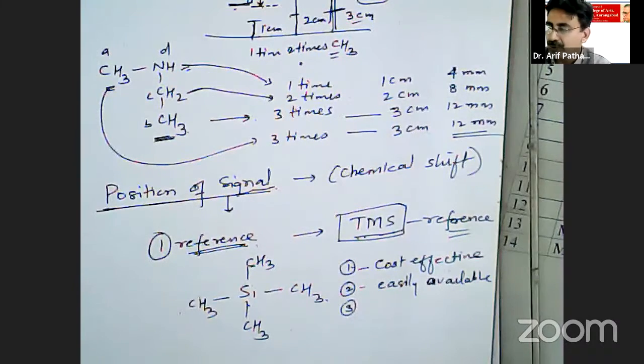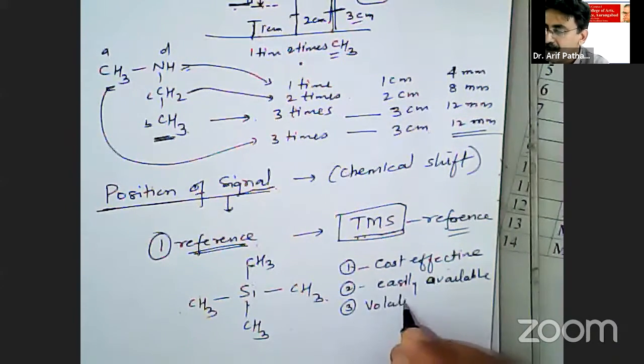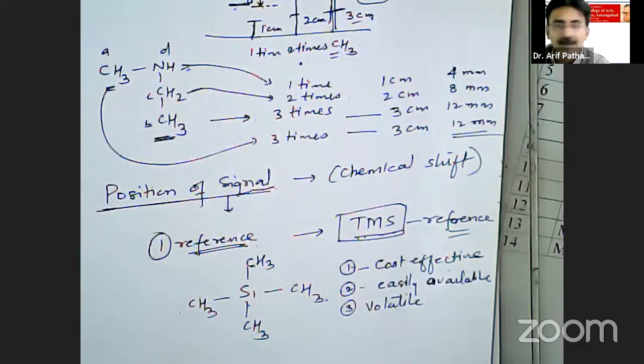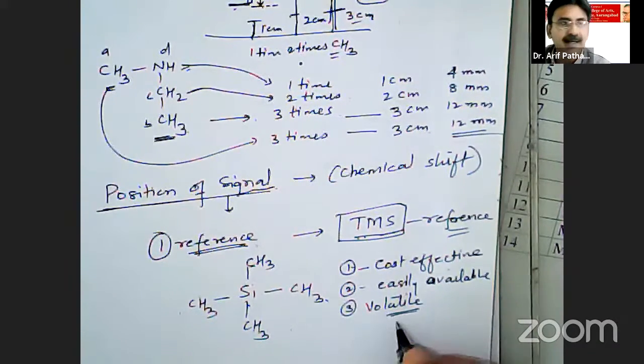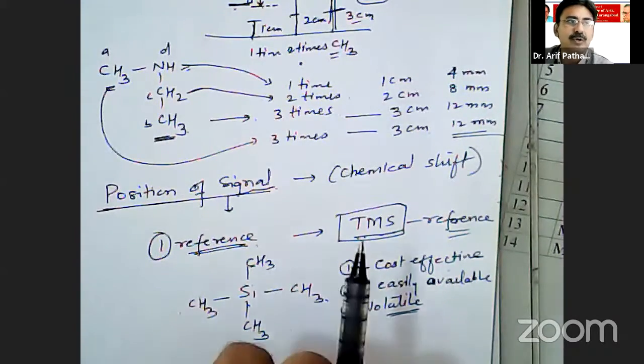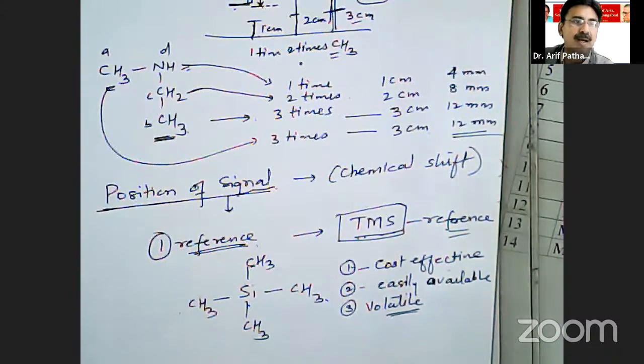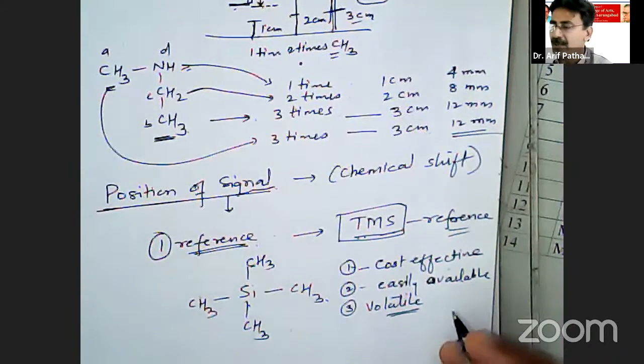Third point, take it that it is volatile. If we add this to our compound while taking the spectra, and later you want to recover the compound, and the quantity of your compound is small, then in that condition you have to remove that TMS from your compound to get the pure compound. So you just slightly heat it. This TMS will be evaporated, and you will get your original compound in pure form. So it is volatile, and easily removable from our compound to get the original compound in pure form. So if we want to get the compound back in pure form, we can, and therefore this is advantageous.